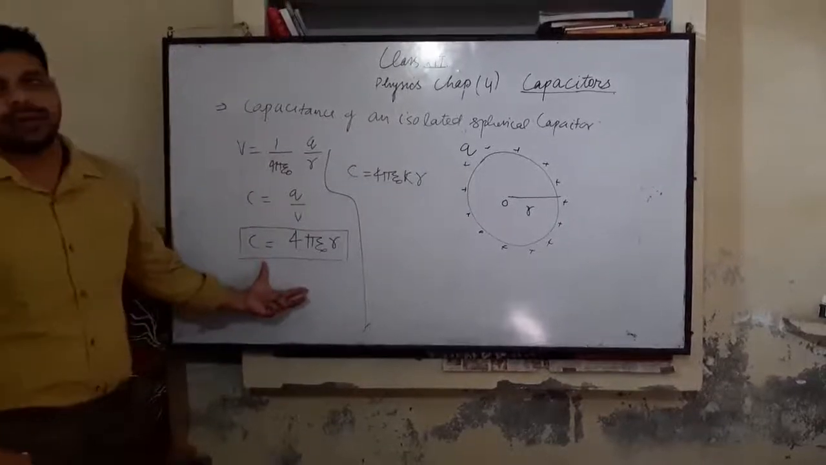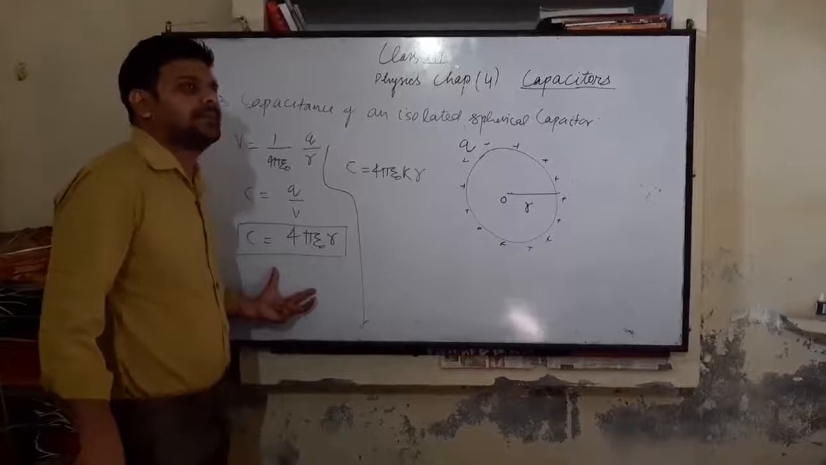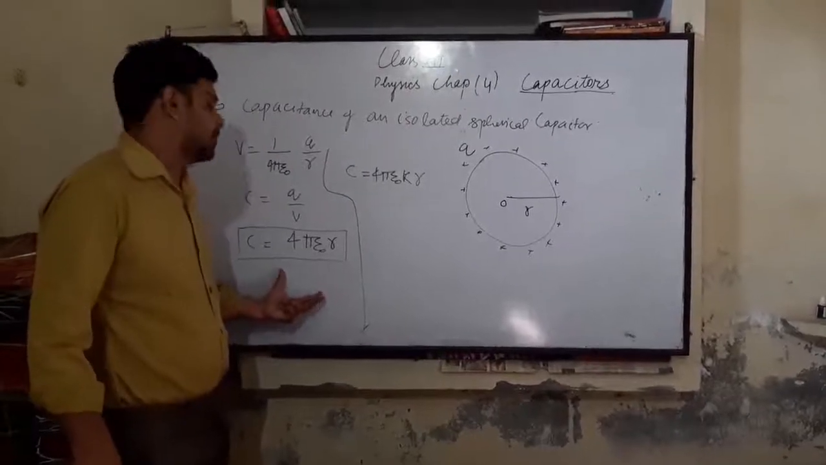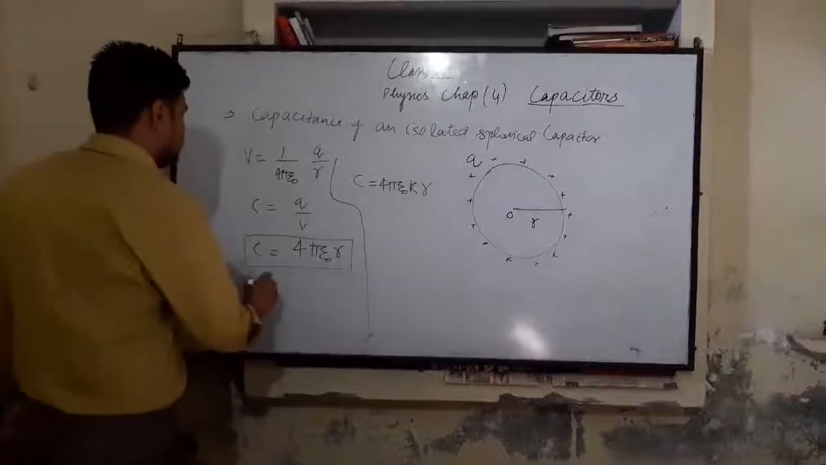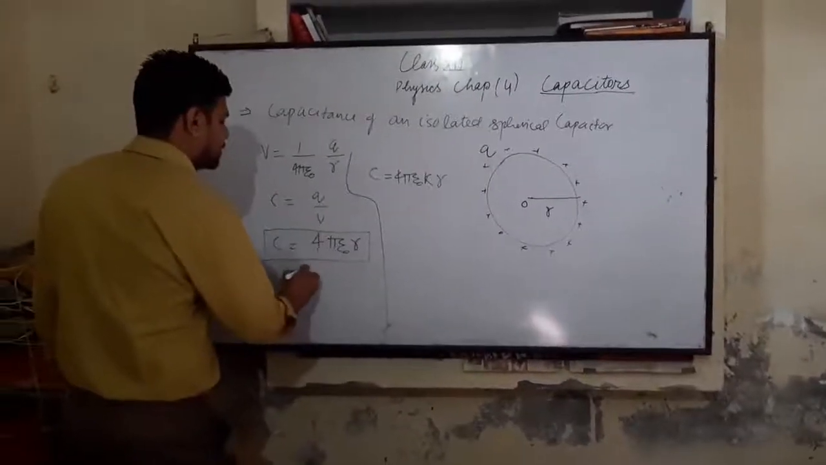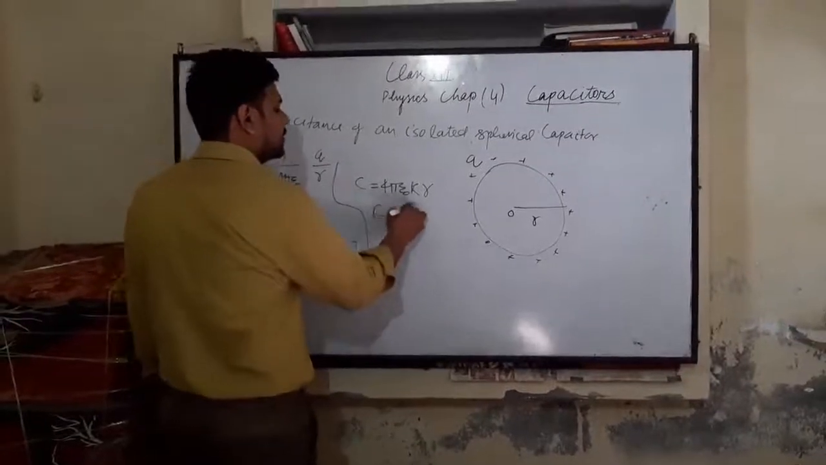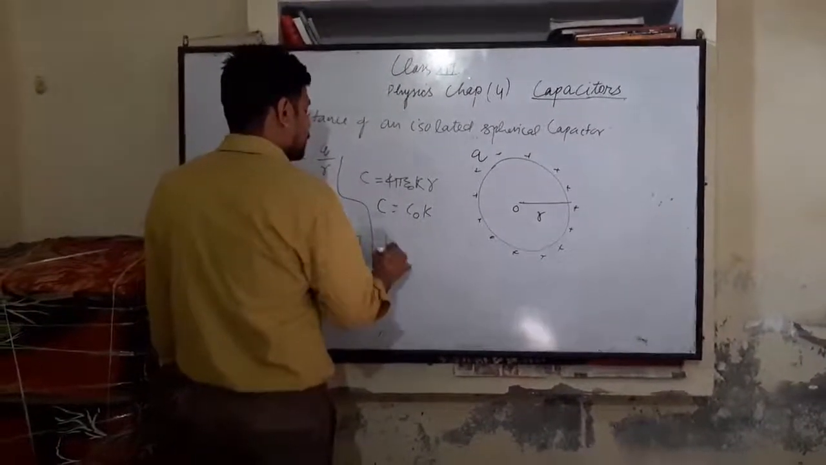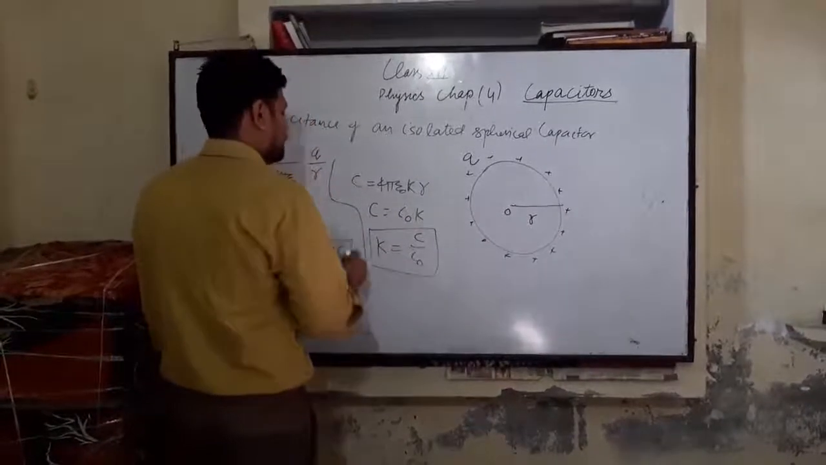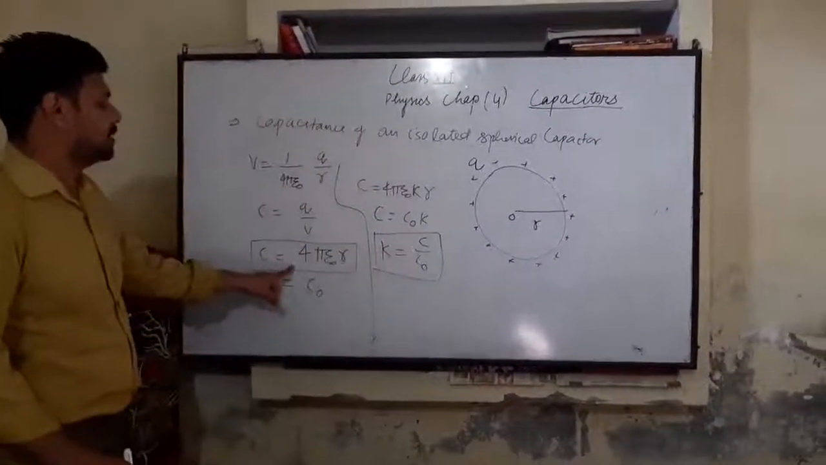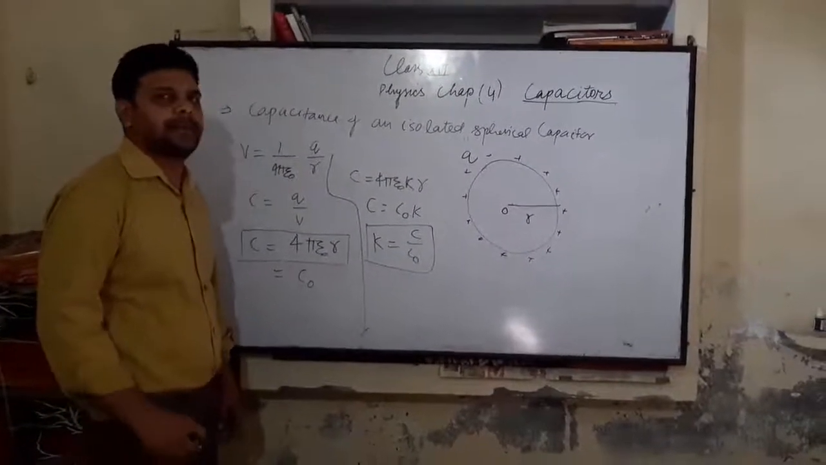This is also called an air capacitor. If the medium inside the capacitor is air, then the capacitor is called an air capacitor, and the capacitance is represented by C naught. So from this formula we can write C is equal to C naught into K, or K is equal to C over C naught. So this is the capacitance of an isolated spherical capacitor.